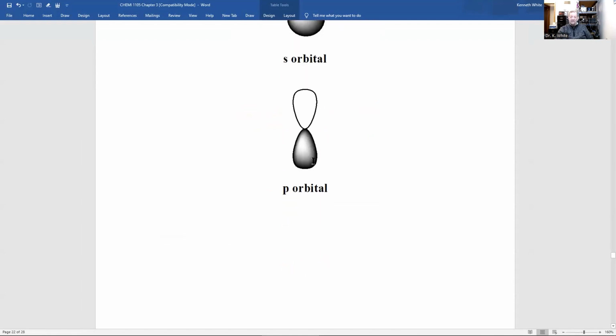P orbital electrons look like an hourglass. And if I stopped the electron, it could have been there, it could have been there, it could have been there, but it's not going to be over here.